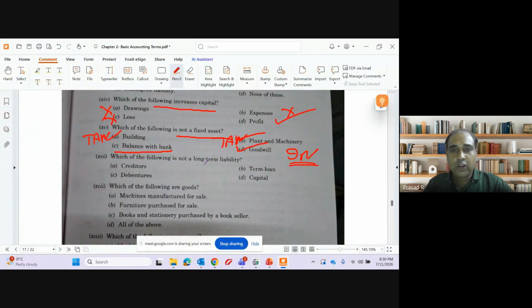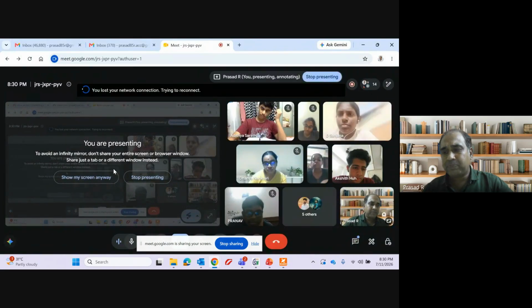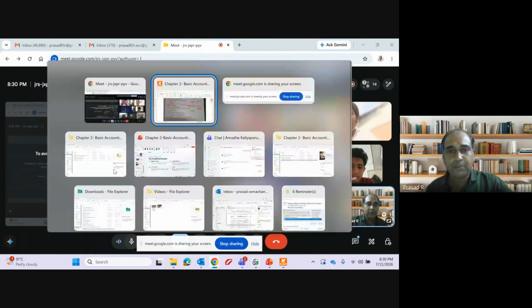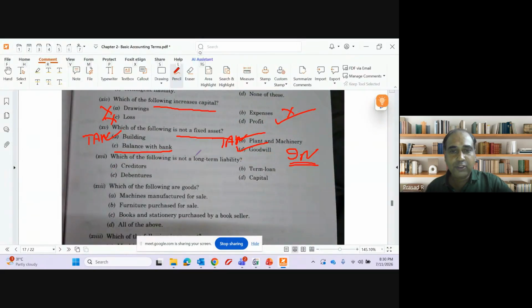Clear? Try to correlate with the multiple things that we learned. Which of the following is not a long-term liability? Debenture I will explain when we go to 12th, where there is a separate chapter called debenture. We will understand that. Which of the following is not a long-term liability?